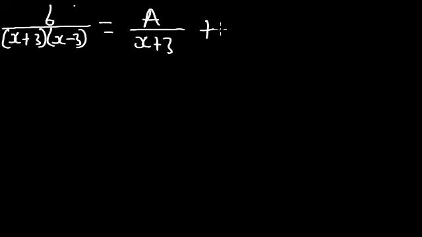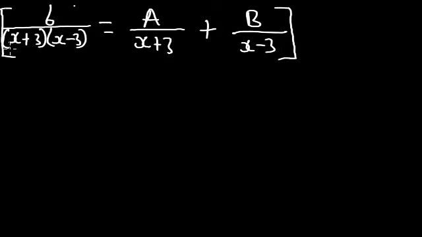Then this will be added. The sign is always positive in all cases. If it's going to be negative, it will change when you determine the value of b. The b divided by x minus 3. Now what you want to do is multiply both sides of this equation by this. So you are multiplying everything by x plus 3, x minus 3.